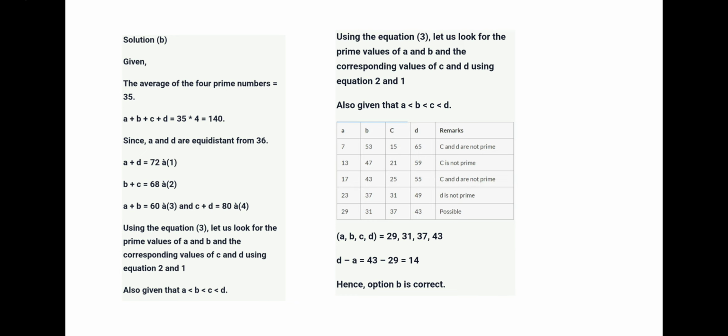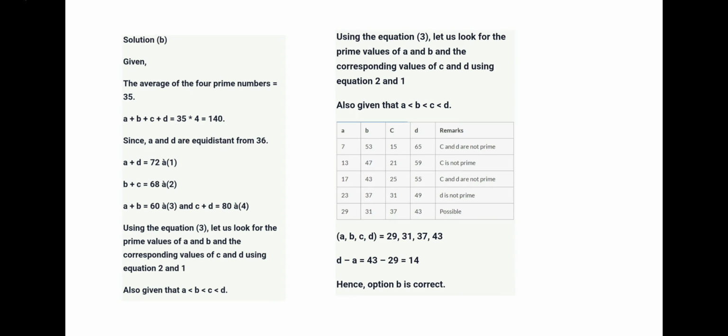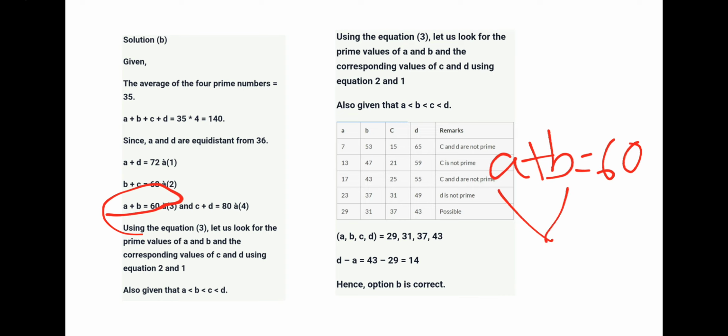So we have to find the value. What did they ask in the question? They have asked the difference between A and D. So we have to find the values of A, B, C, D. By considering the third equation, A plus B is equal to 60, we are finding the values such that A and B should be prime, and A should be less than B, B less than C, C less than D.